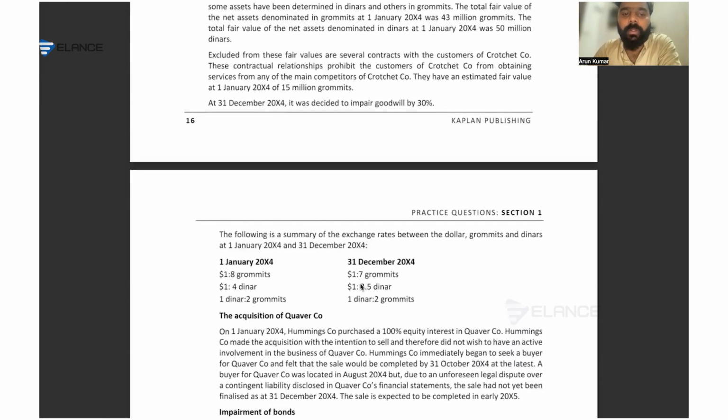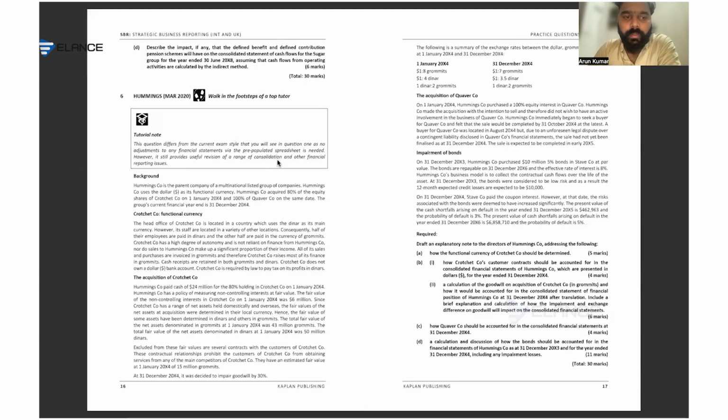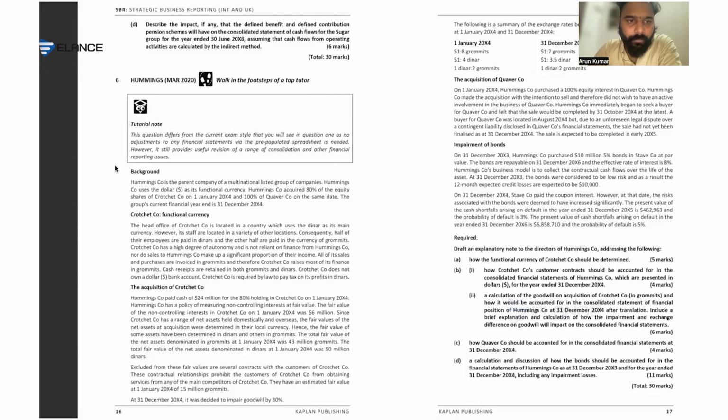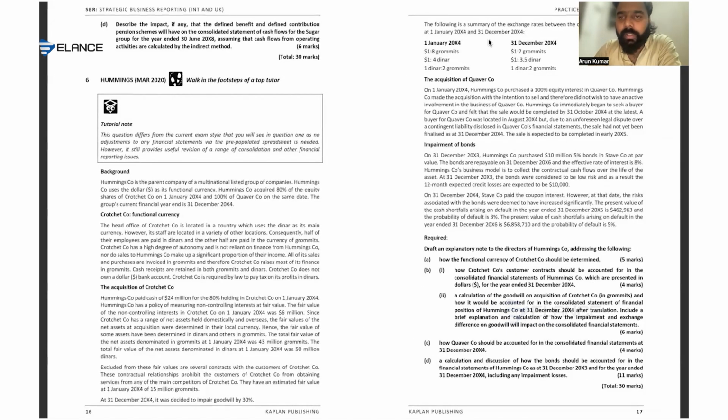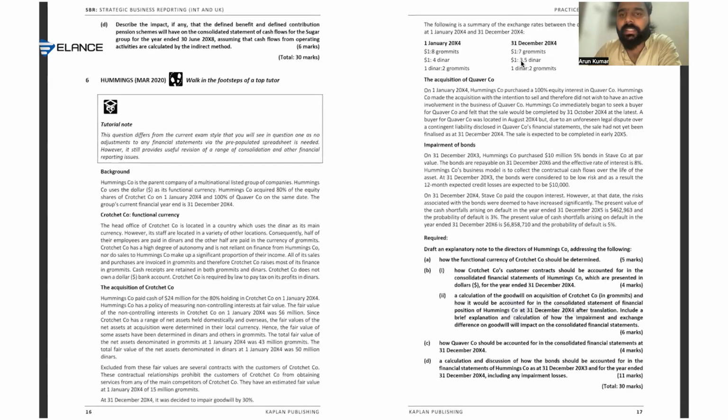All of you just quickly go through it. Start reading through it. First of all, read the background and read it till Exhibit 2. We don't need the acquisition of Core and impairment of bonds; we'll discuss that later. Just cover these areas: the introduction, the first exhibit, the second exhibit, and the exchange rates. Just quickly go through it.